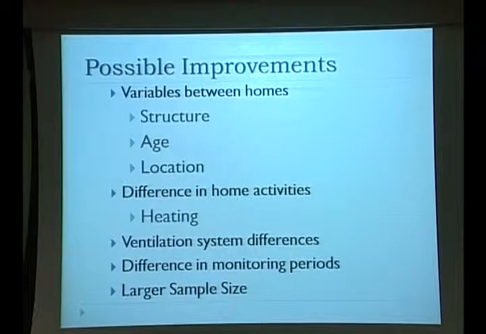Ways that we could improve our experiment would be to reduce the variables between the homes. There were structure differences. Most of them were two-level houses, but I think two homes were one level, so that might have played a factor. And age: all the houses were within 10 to 15 years of each other, but there are differences in the ways homes are made between the years.